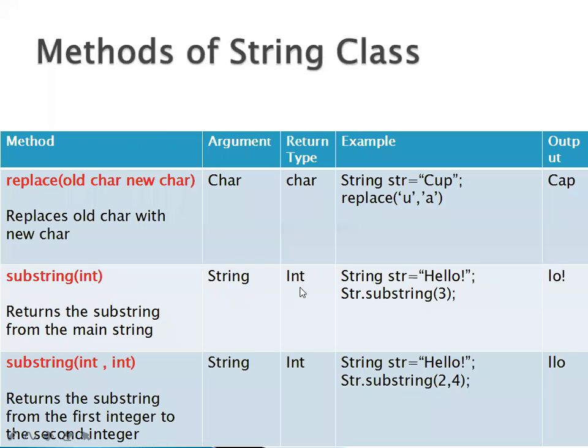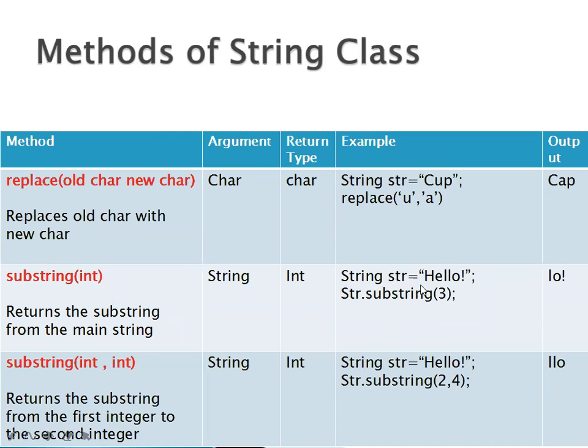Return type is string. This is opposite, it is written the wrong way. It is wrong. Write what I am saying. Return type is string and argument is int. This is one of the methods, substring, in which we are passing only one parameter.